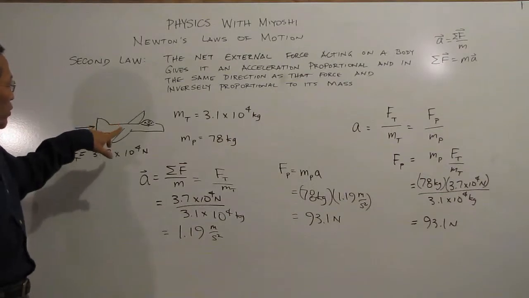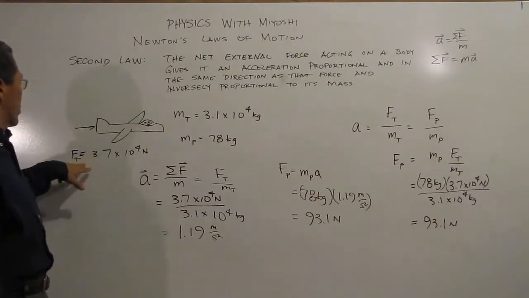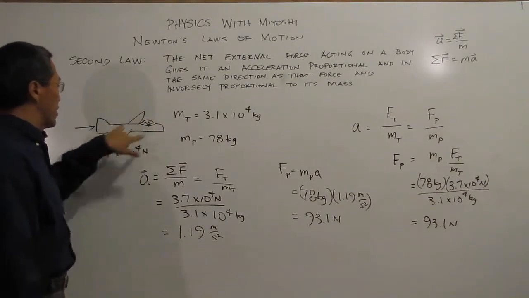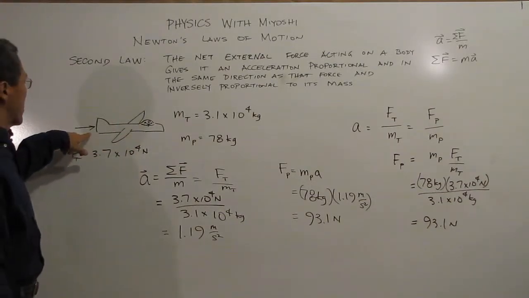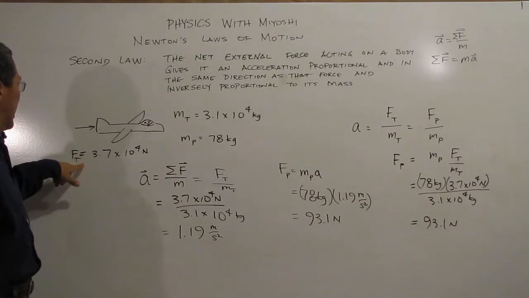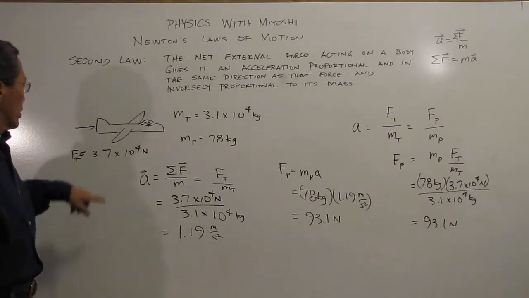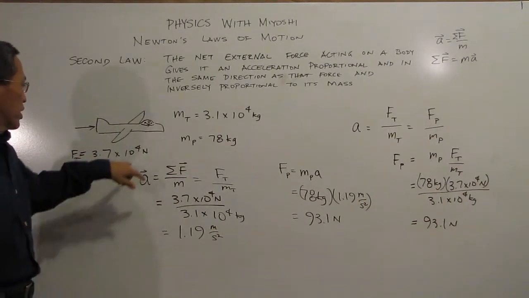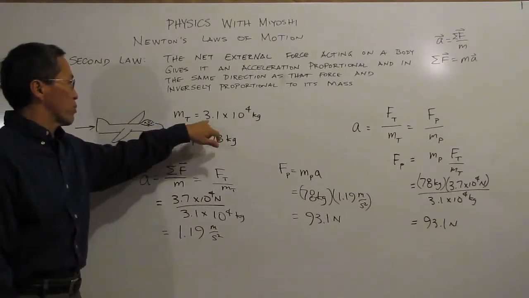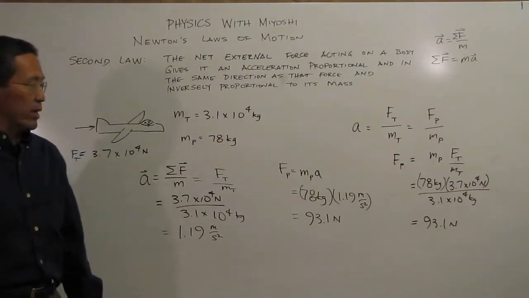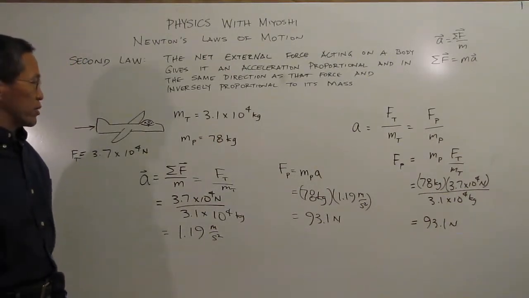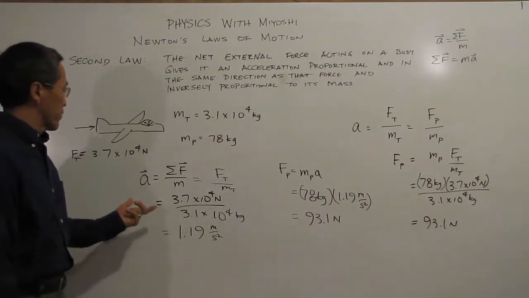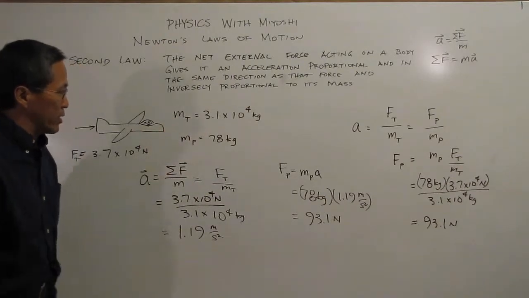So, the way we do this is we know what the force is. We draw a free body diagram, and you don't have to make such a beautiful picture as mine, but we put the force behind it, and the total force is 3.7 times 10 to the fourth newtons, and our total mass is 3.1 times 10 to the fourth kilograms. We know that the mass of the pilot is also 78 kilograms. So let's find out what the force really is. There are two different ways to do it, and I'm going to show you both.